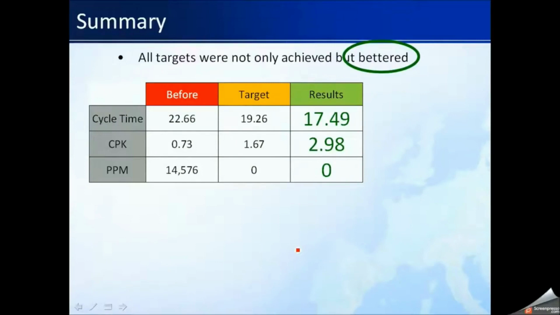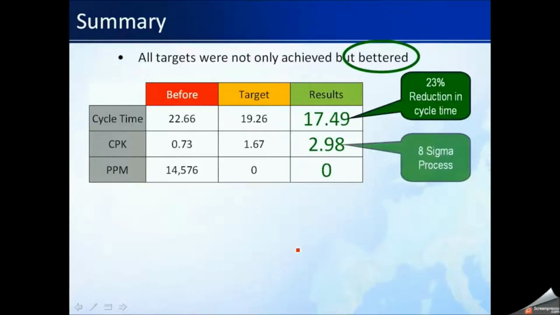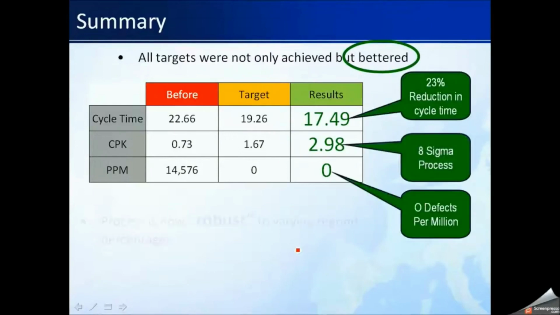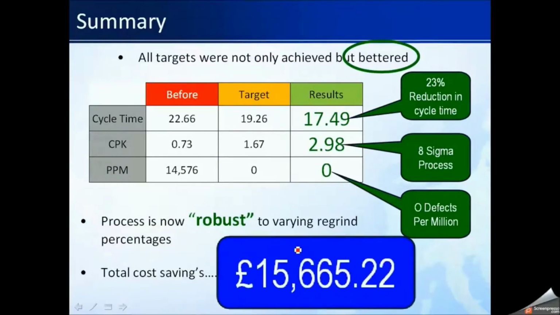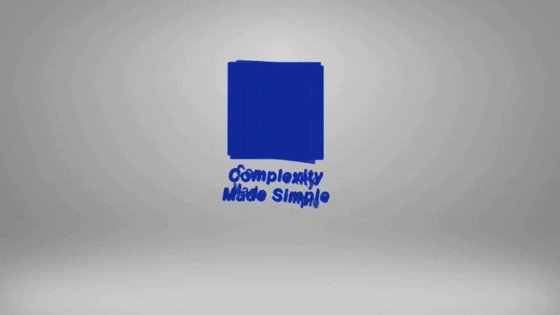We had 1.5 trillion choices. And we only ran 20. Only a DOE can find these answers so quickly. There we go, total cost saving.